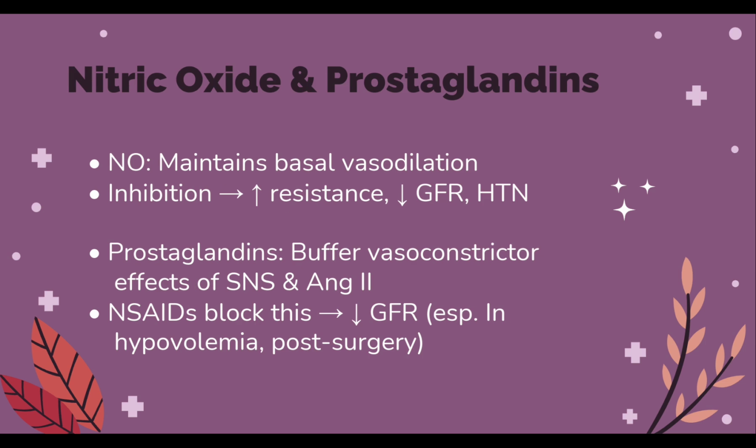So the nitric oxide and prostaglandin. Nitric oxide maintains the basal vasodilation, and inhibition of nitric oxide leads to increased resistance and thus decreases glomerular filtration rate. And the prostaglandin buffers vasoconstriction, the effects of the sympathetic nervous system and angiotensin 2. NSAIDs usually block the prostaglandin, so they decrease the glomerular filtration rate, especially in hypovolemia and post-surgery situations.